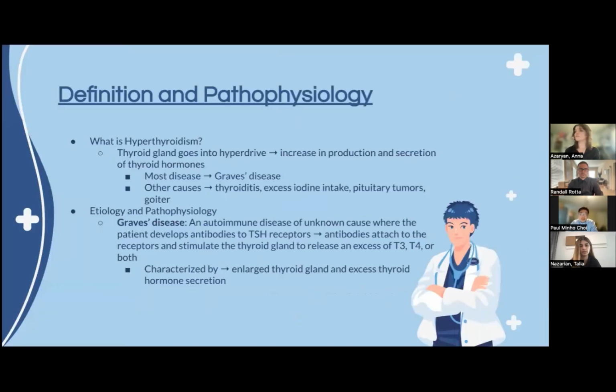All right, next slide. All right, so hyperthyroidism. Basically, hyperthyroidism is when the thyroid gland goes into overdrive, where it is overproducing as well as secreting thyroid hormones. The most common disease is going to be Graves' disease, and other causes could also be thyroiditis as well as excess iodine intake, pituitary tumors, and goiter. Most of this is going to be characterized by an enlarged thyroid gland.